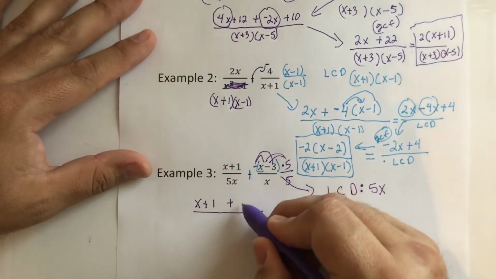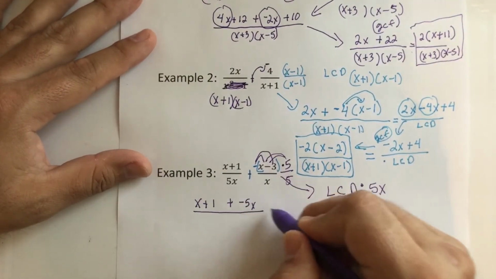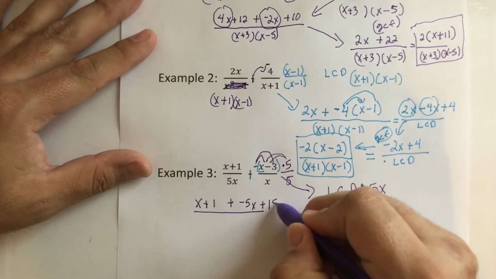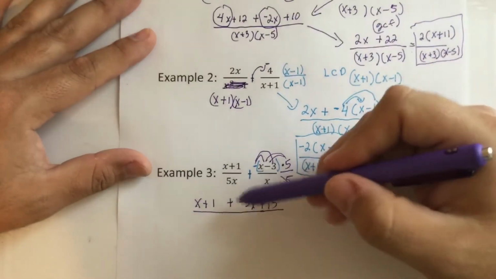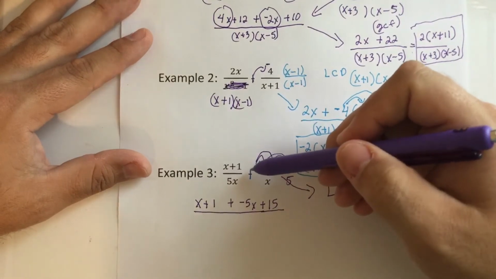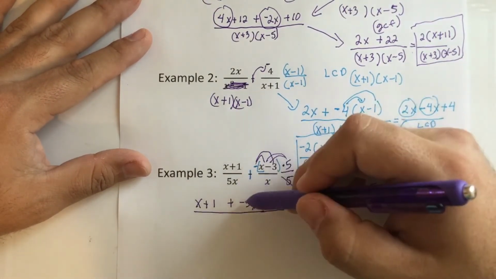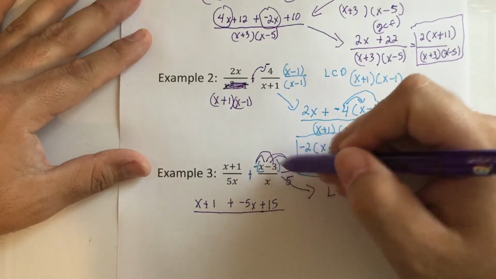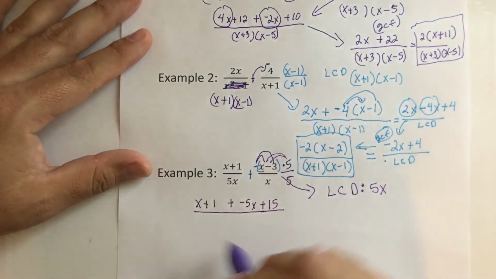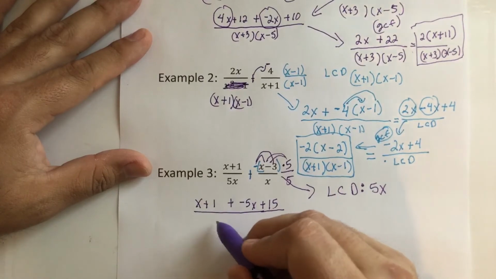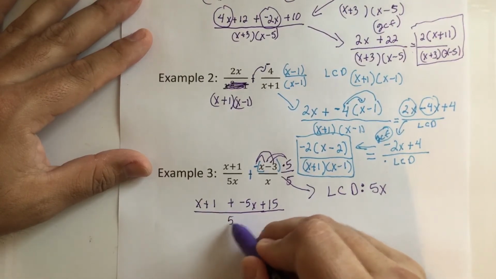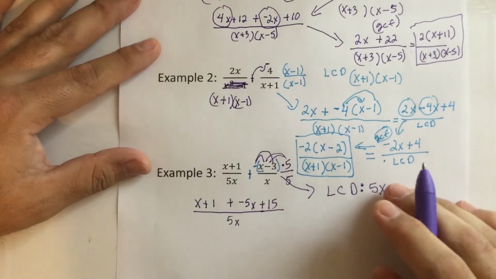So technically I'm distributing negative 5. So you're going to see this. Plus negative 5x plus 15. Okay? This plus comes from the original addition problem that I have here. You'll notice that this is a negative 5 times x. This is going to be negative 5x. Negative 5 times negative 3 gives me a positive 15. Okay, all of this again is over my LCD, which is just 5x. And that's easy to write, so I'm just going to go ahead and write it.